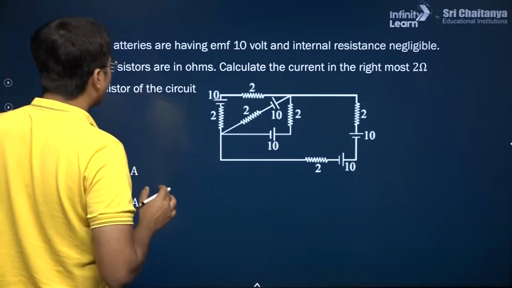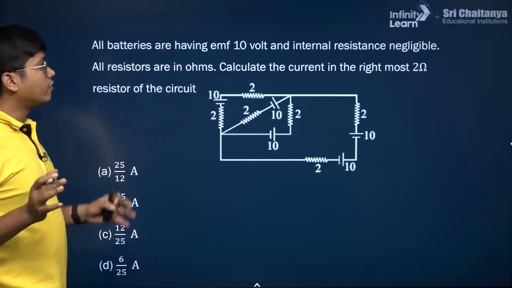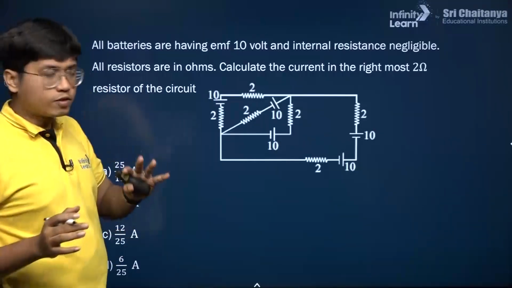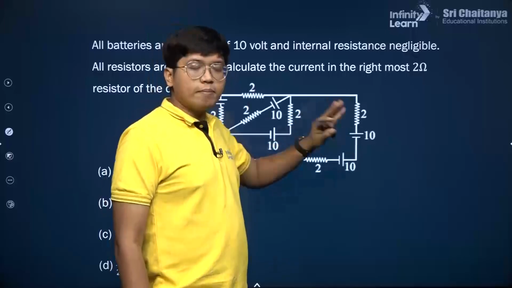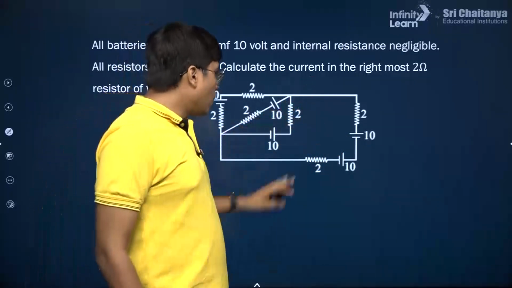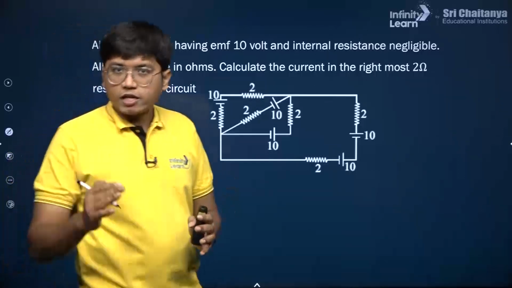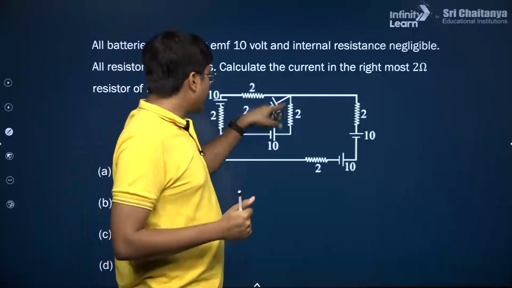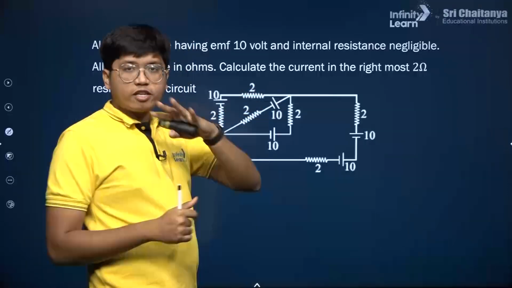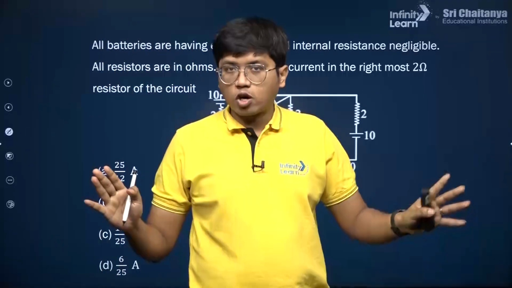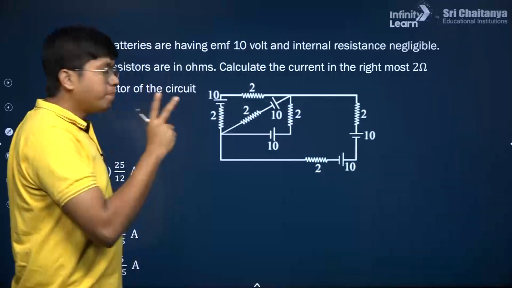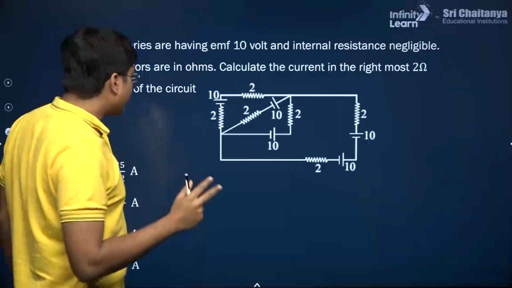All resistors are in ohms. Calculate the current in the rightmost 2 ohm resistor of the circuit, which means I essentially want the main current. Now over here, we can simplify this, even though you might think we have to apply Kirchhoff's law where there are 3 branches, so there would be I1, I2, I3, 3 variables, 3 equations, looks complicated, but we can simplify this. How do we simplify this?